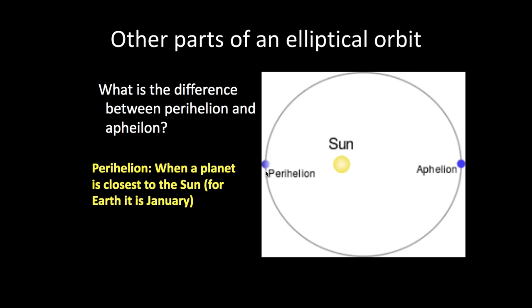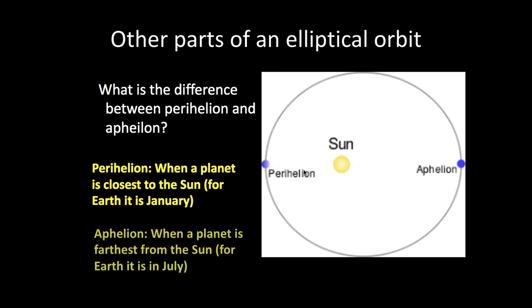Perihelion over here is when the planet is closest to the sun, okay? So this distance is the smallest distance between the planet and the sun. Aphelion is the opposite. Aphelion is when you're really far away. So you can think A is away. That's how I remember it.